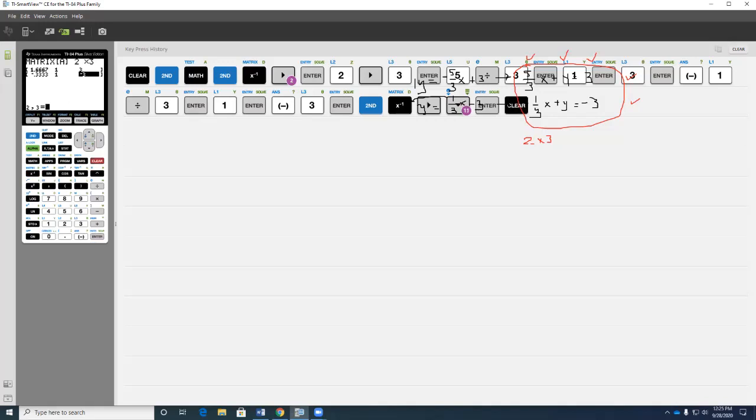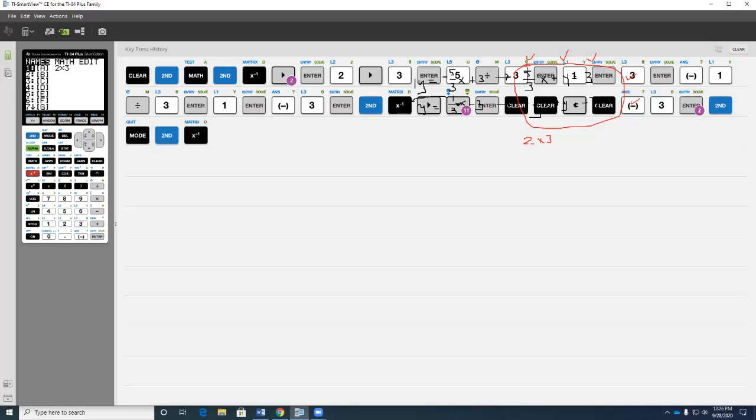okay, let me fix this very quickly. I did not hit enter here, so it did not take that value. All right, so that should be it. Now I'm going to go back out. Now I'm going to hit second matrix, and I should be able to go over to math, go down to rref.